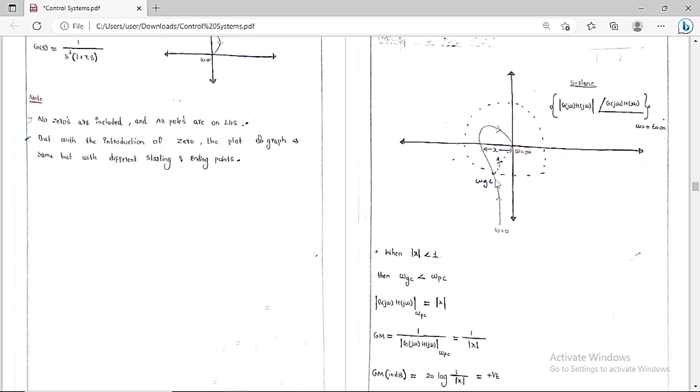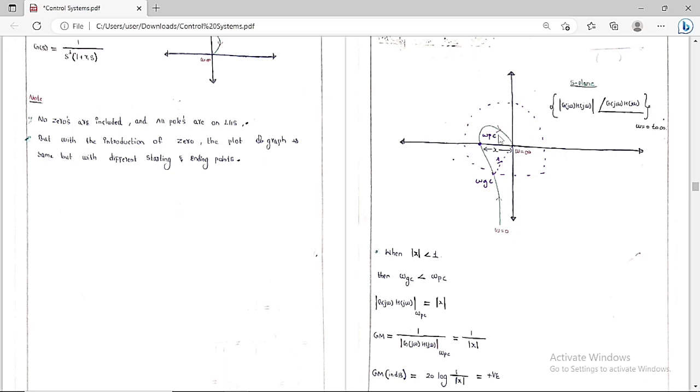Whereas, you know what is the phase crossover frequency? Phase crossover frequency is the frequency at which the phase angle of G(s)H(s) at omega pc is equal to minus 180 degrees. So this is the frequency at which the phase angle of G(s)H(s) is nothing but minus 180 degrees. So this is called the phase crossover frequency.